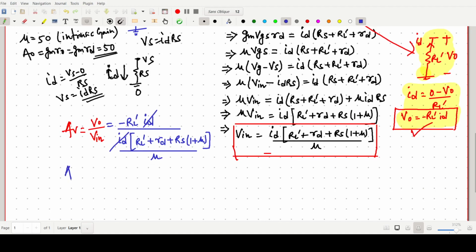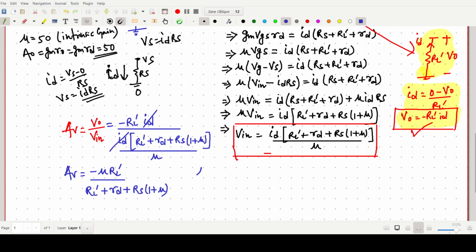So one can write the value of AB as nothing but simply minus mu RL dash by RL dash plus RD plus RS into 1 plus mu. This one is the final expression for the midband gain AB. There is no need of the capacitance in the midband gain. If the question asks for high frequency gain, then we have to think about gate to source or gate to drain capacitance.